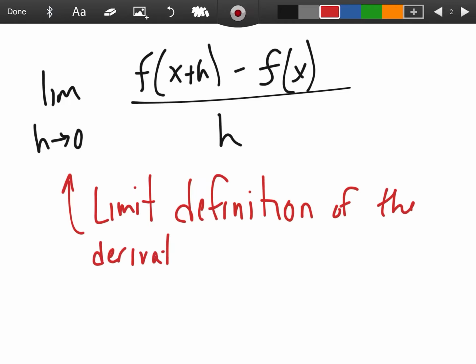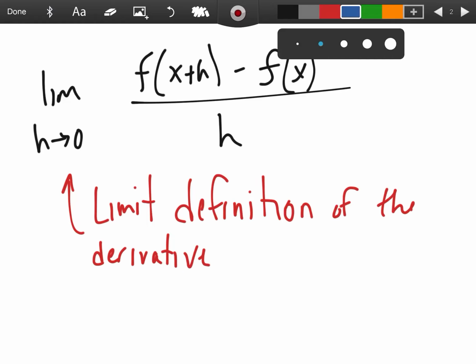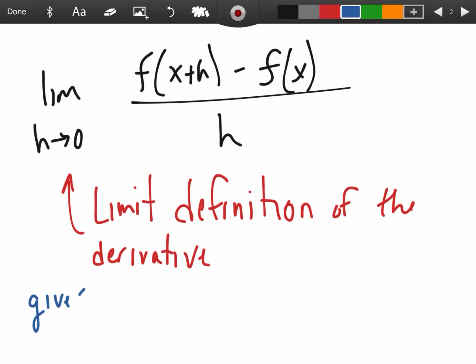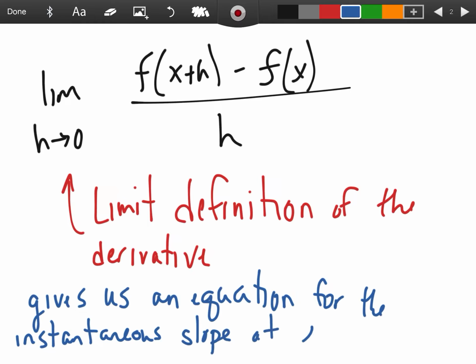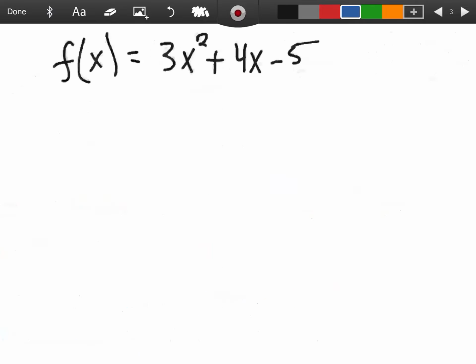And we remembered, well, what does this do for us? This is just going to give us an equation for the instantaneous slope at x. And when we want to find it at a specific x value, such as x equals 3, you just plug in 3 for x, for whatever you get for the derivative. So let's just run through a quick problem for that now.